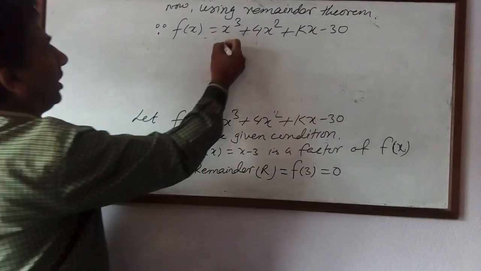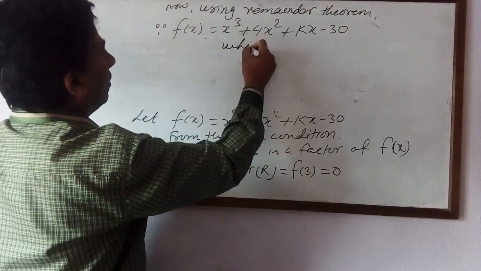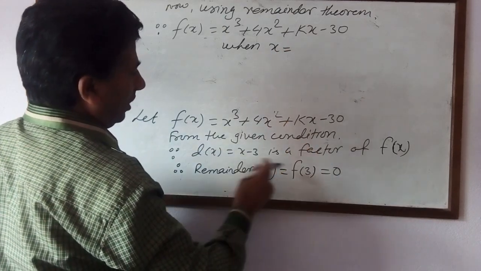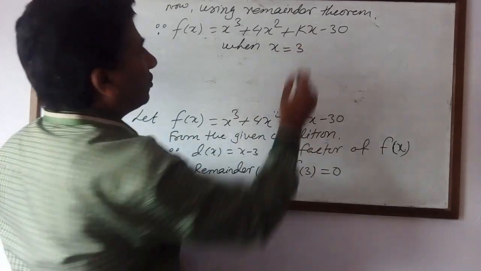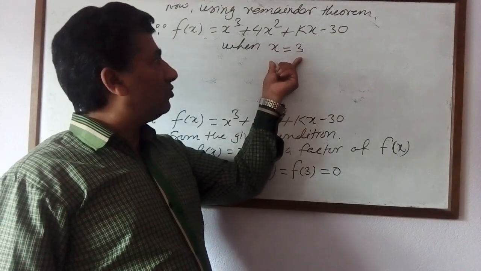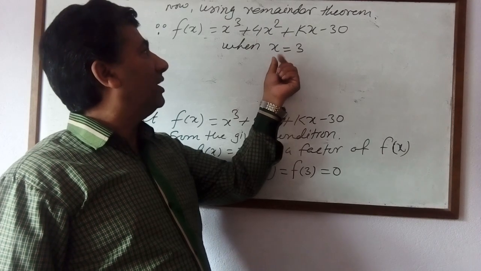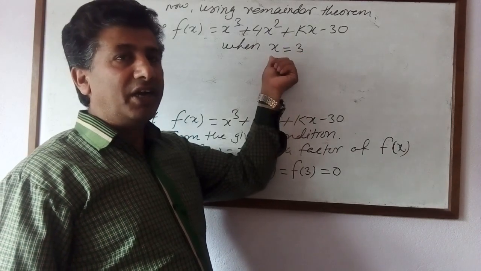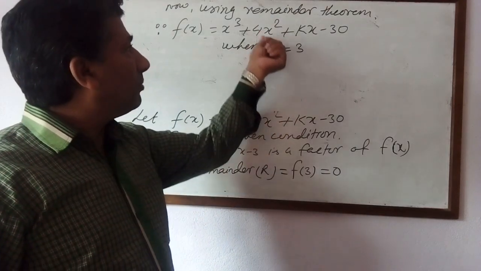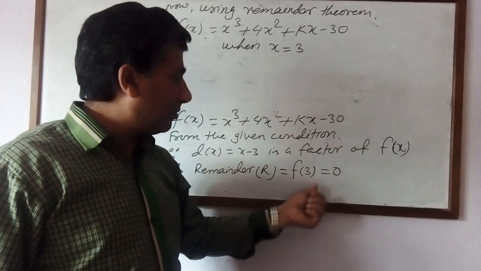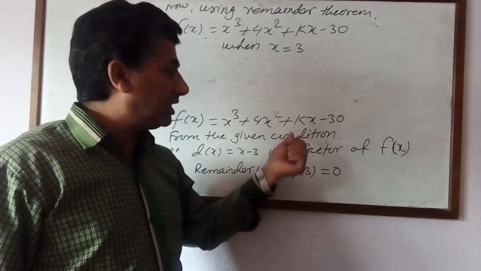Now when x equals 3, x equals 3 means what is the divisor? From here also you should have the capacity to understand the divisor. Bring this 3 this side, x minus 3. x minus 3 is our divisor. When you divide this polynomial by x minus 3, what is the remainder? Now already we have written remainder is 0 because this is a factor.